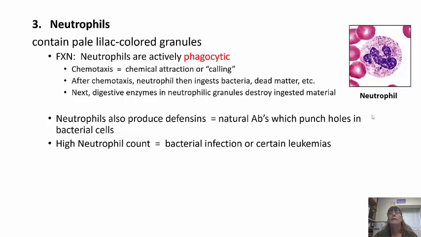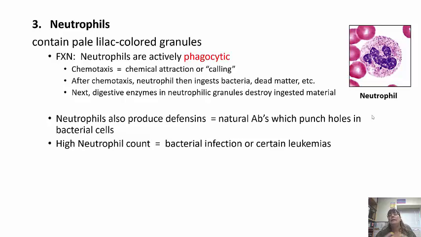Neutrophils, the last type of granulocytes, have pale lilac-colored granules. These are actively phagocytic, and they use chemotaxis to call other cells to the area that are needed. So when they get to the area, as I said, they're the first ones there. They assess the situation, and then if they need a different type of cell there, they will release chemicals to call it over. After chemotaxis, the neutrophil is going to ingest bacteria, dead matter, or anything that it can, and then digestive enzymes in those neutrophilic granules will actually destroy that ingested material. Neutrophils also produce defensins, which are natural antibodies.